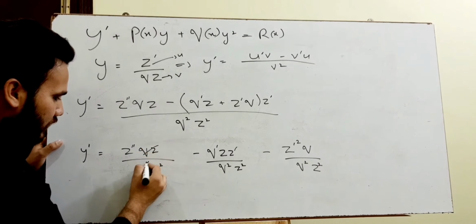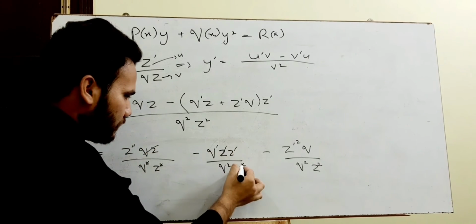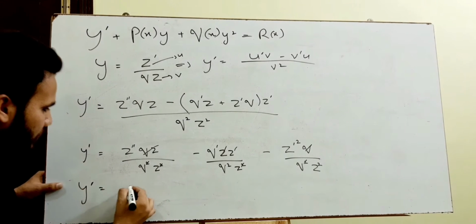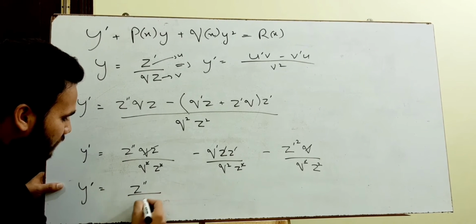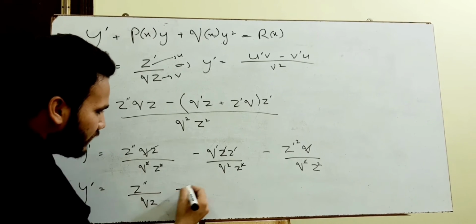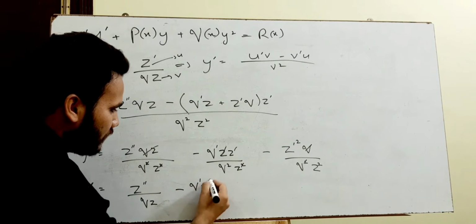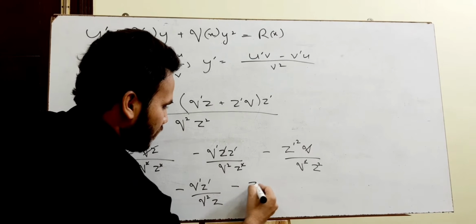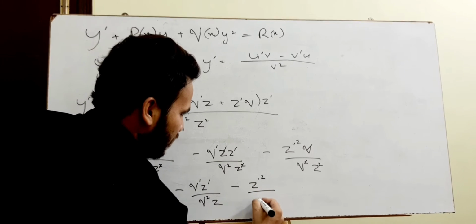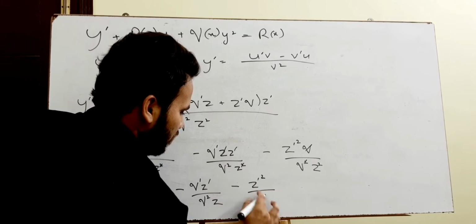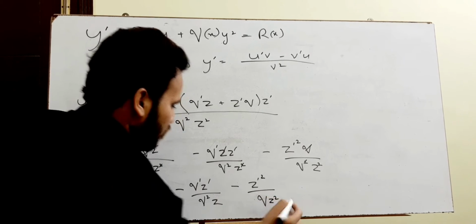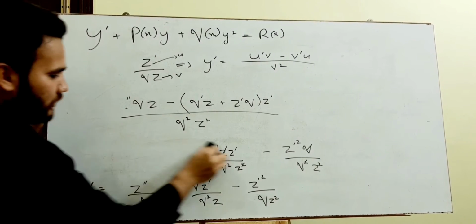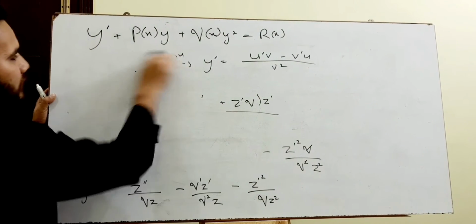If I cancel these things, the remaining part will be y prime equals z double prime divided by q z, minus q prime z prime divided by q squared z, minus z prime squared divided by q times z squared. Now I substitute this y prime into the equation.